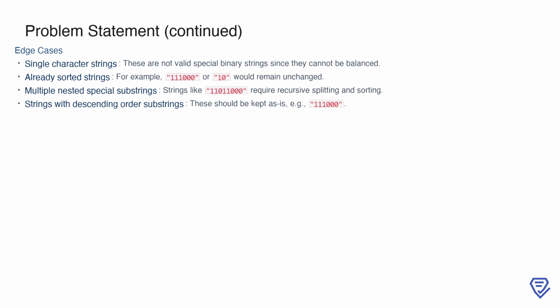When considering edge cases, it's important to note that single character strings are not valid special binary strings because they cannot be balanced. Strings that are already sorted, such as 111000 or 10, will remain unchanged since they meet the conditions and don't require any transformations. For strings with multiple nested special substrings, like 11011000, recursive splitting and sorting are essential to achieve the correct output. Additionally, strings with substrings already in descending order, like 111000, should be left as is. These examples and edge cases help to clarify the rules and behavior of the algorithm under different scenarios.